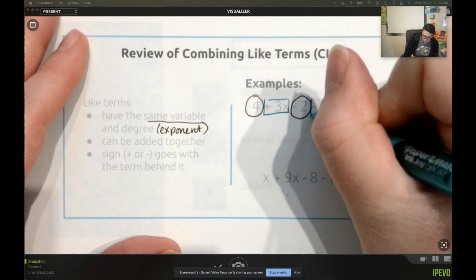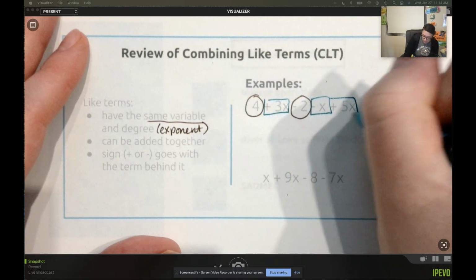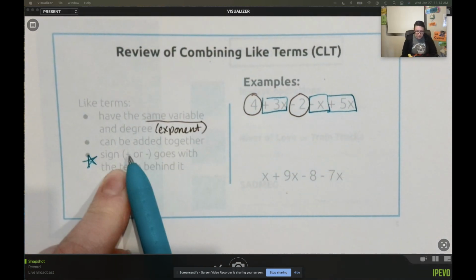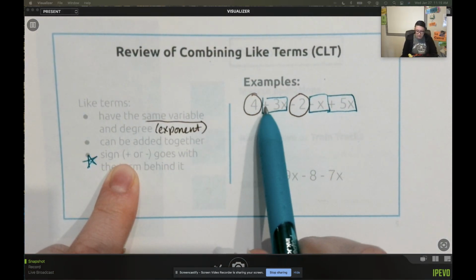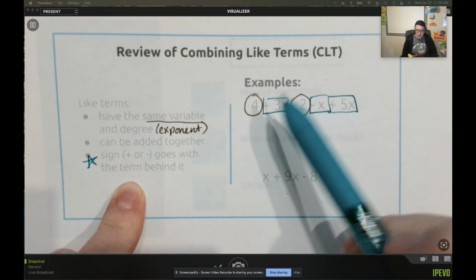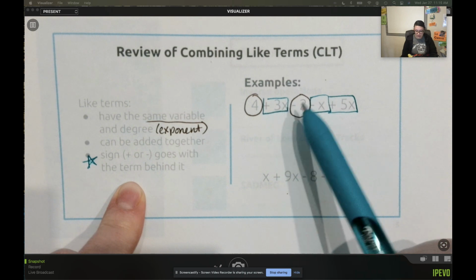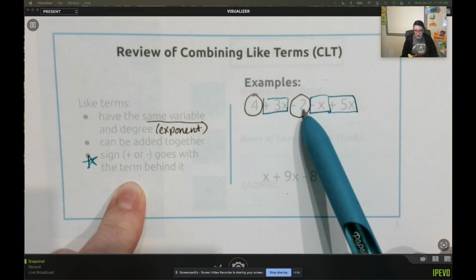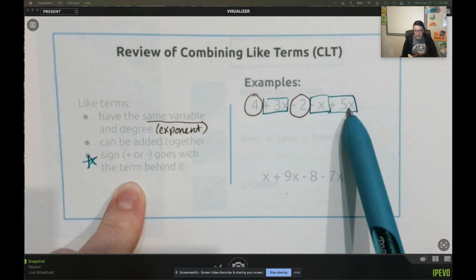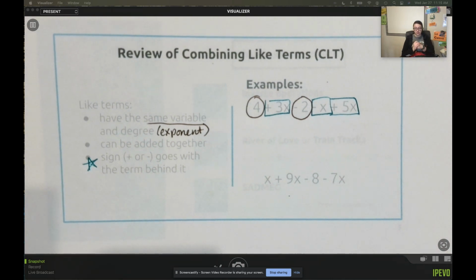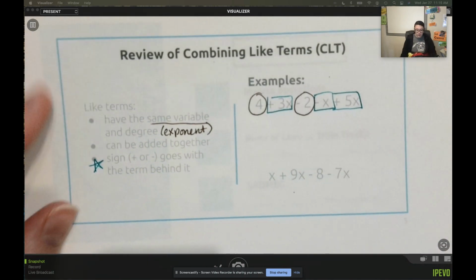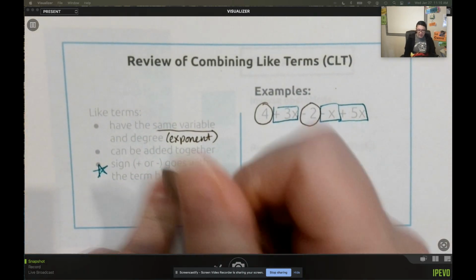It's really important to remember this piece down here, this third bullet. The plus or the minus in front of the term goes with that number behind it. So this positive goes with the 3x. This negative goes with that 2. This negative goes with that x. This positive goes with that 5x. Because now that we've identified the like terms, we can combine them by adding them together.